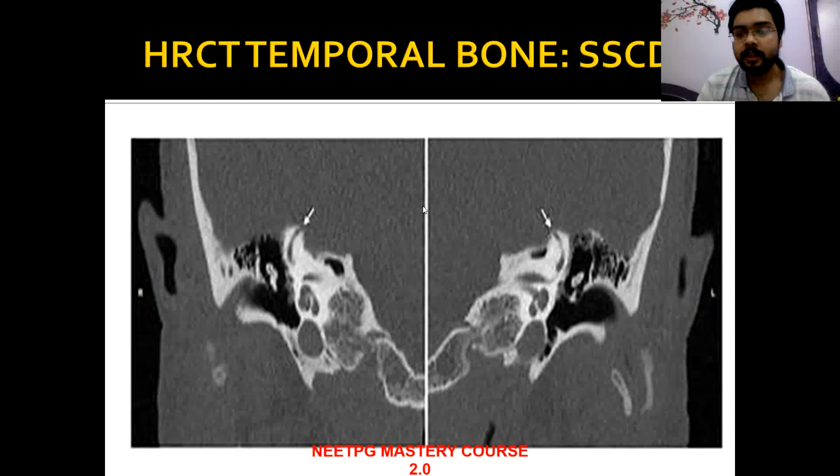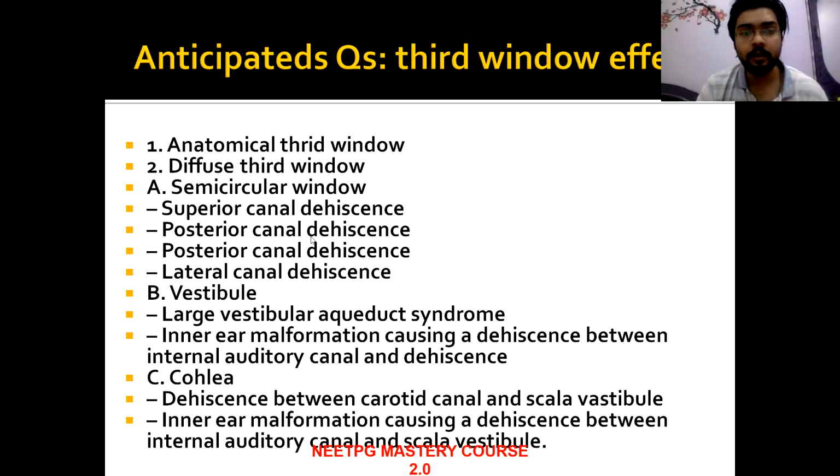This is another HRCT where you can again see the dehiscence. This is just to give you a clinical touch to this topic, because more clinical things are now being asked. Regarding the third window effect, not only superior semicircular canal dehiscence causes it, there are other causes also. Now, as they have touched on the third window effect, your next question in May AIIMS can be: what are the different causes of third window effect, except?